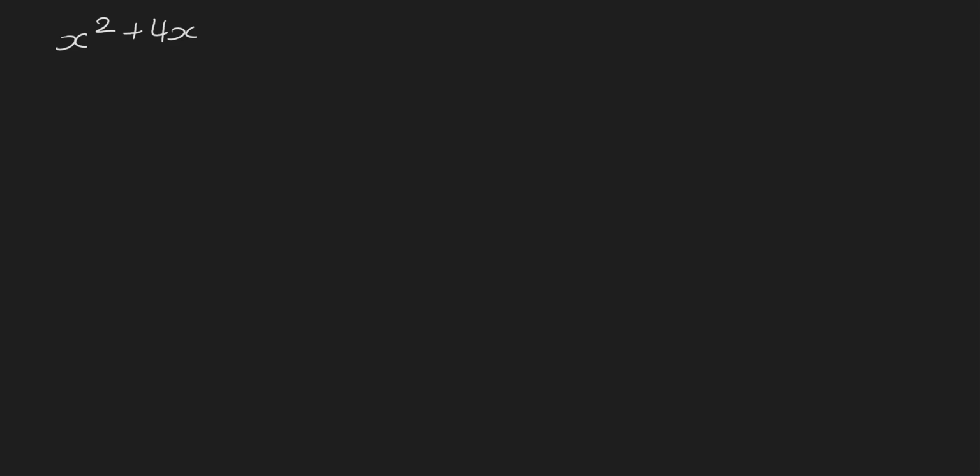Well, the common factor between both these terms is x, because this x squared has an x, and this 4x also has an x. So we can take x out as a common factor. And what are we left with? Well, if we take 1x out of x squared, we're left with an x. And if we take the x out of the positive 4x, we're left with positive 4. And that is how we factorize a quadratic function.